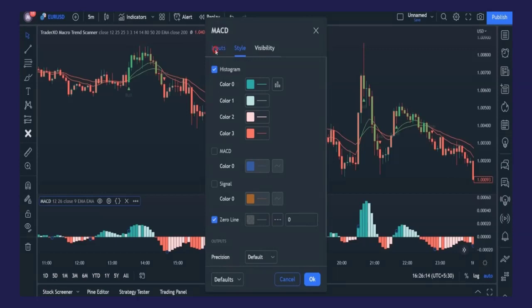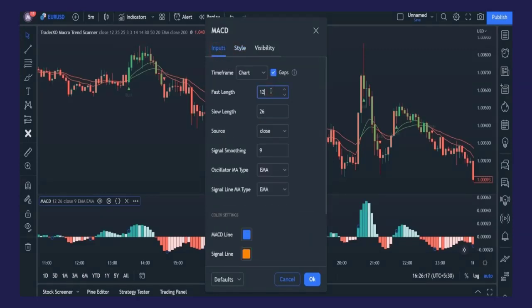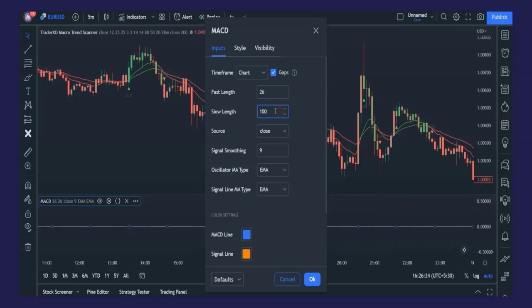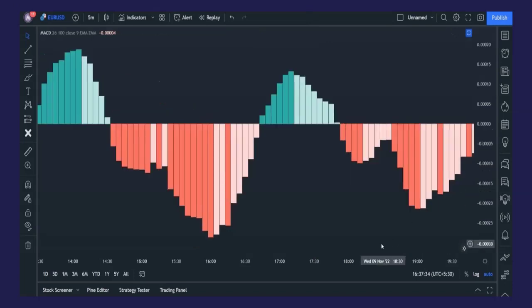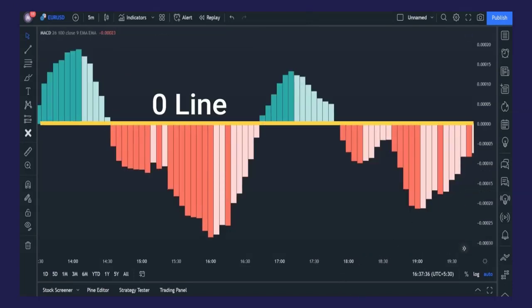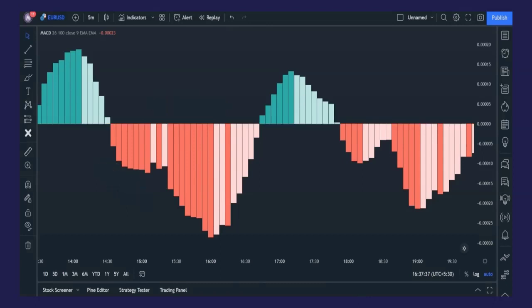Next, we move to the input section, and from there we change the fast length option to 26, and the slow length to 100. So let's see how to use this MACD indicator in this strategy. If the MACD histogram is below the 0 line, it means that we're currently in a downtrend movement, and we're allowed to enter only sell trades. And if the histogram is above the 0 line, it tells us that we are in an uptrend movement, and we should enter only buy trades.